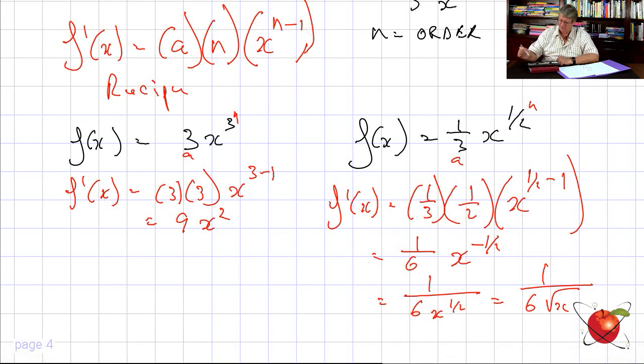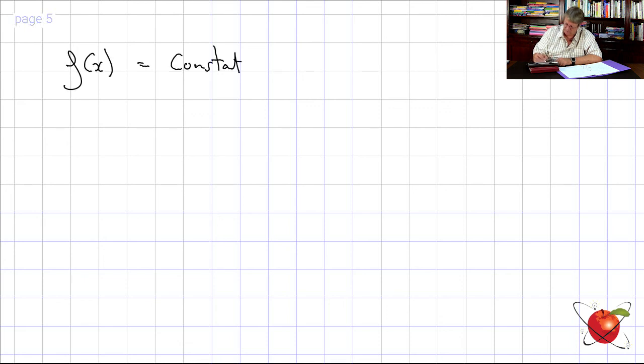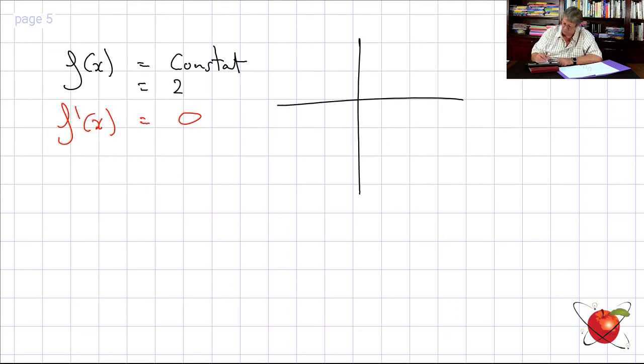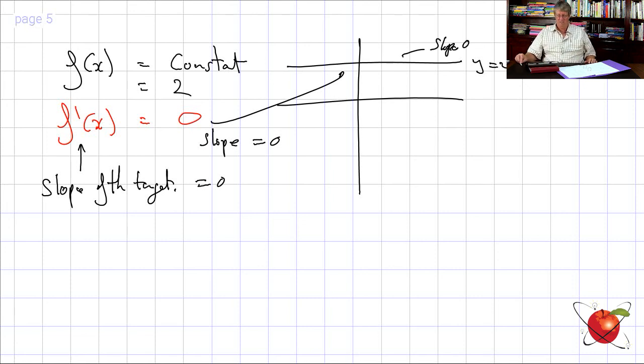The next bit of this is, if f of x is a constant, what is f prime of x? f prime of x is equal to 0. Let me explain why. Very simply, let us say f of x is equal to 2. So I then say y equals 2. This is the line y equals 2. This here we said was the slope of the tangent, correct? What is the slope of the line that abuts that? It is 0. The slope of that is equal to naught. Slope 0. Therefore, we kind of proved that just by looking at it, didn't we?